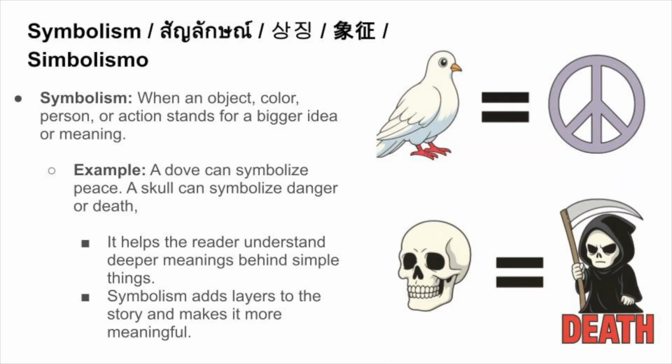Slide 5, symbolism. Symbolism is when an object, color, person, or action stands for a bigger idea or meaning. For example, a dove can symbolize peace, and a skull can symbolize danger or death. Symbolism helps the reader understand deeper meanings behind simple things. It adds layers to the story and makes it more meaningful.